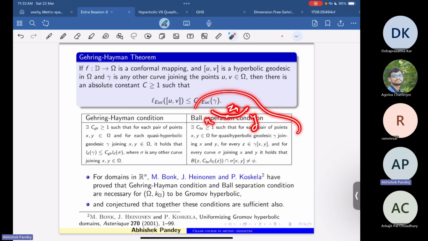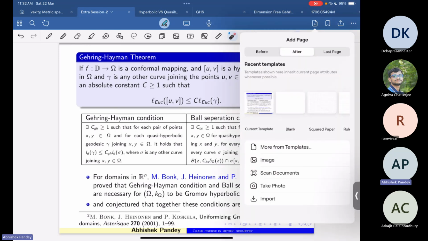Now if we have a curve gamma which joins this part to this part, these curves are sigma, then the ball centered at z with radius c_BS times the distance to the boundary will always intersect this curve. Basically it means that at least one of the endpoints of the quasi-hyperbolic geodesic is in this ball. Let me just write it down.